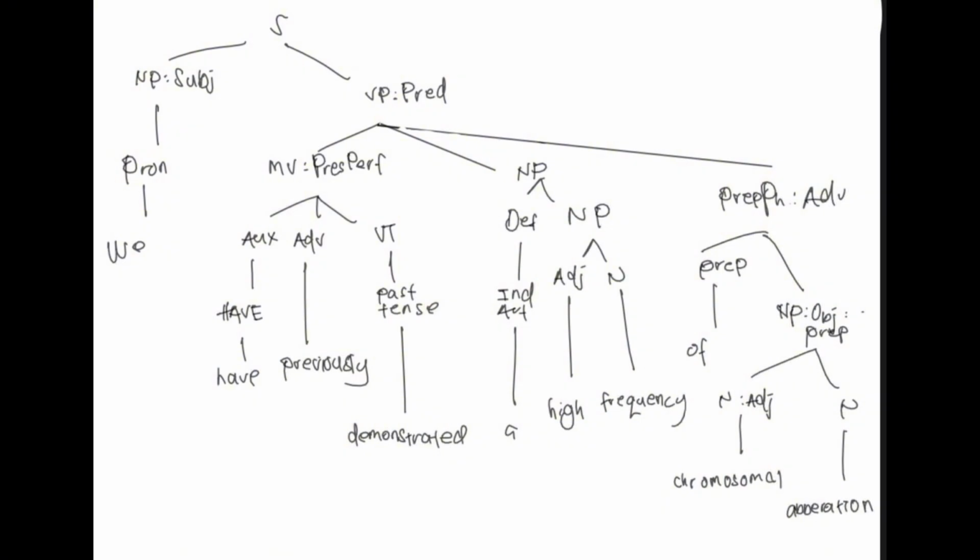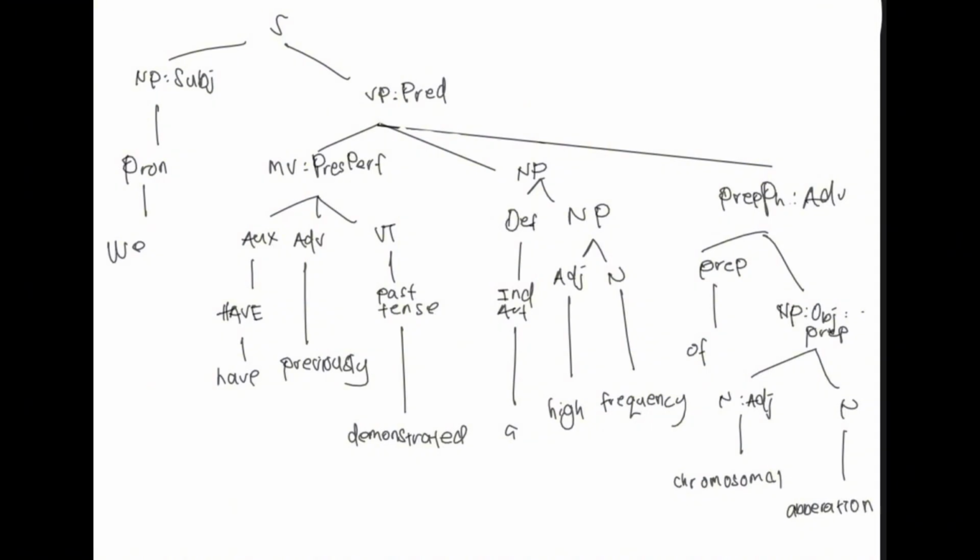Moving to the middle branch under the predicate, we have our direct object noun phrase. In this structure, an indefinite article functioning as a determiner, a, introduces a nested noun phrase. This nested phrase contains the adjective high and a modifying noun, which is frequency.